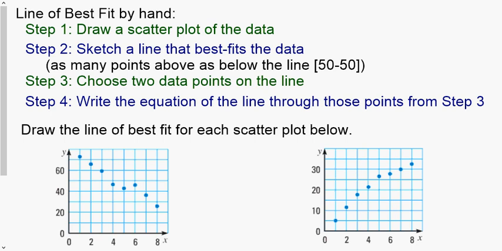All right, so line of best fit by hand. What you're going to do is draw a scatter plot of the data. Here our scatter plots are given to us. And then when you sketch the line of best fit, you need to have as many points above the line as you do below it. That's where it's 50-50. You need to have as many above as you do below.